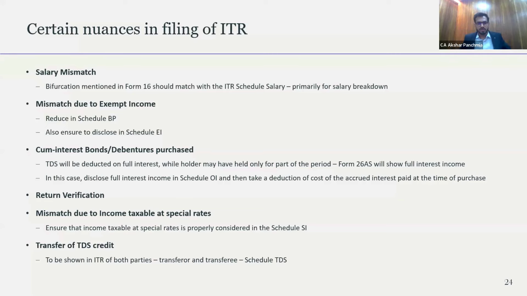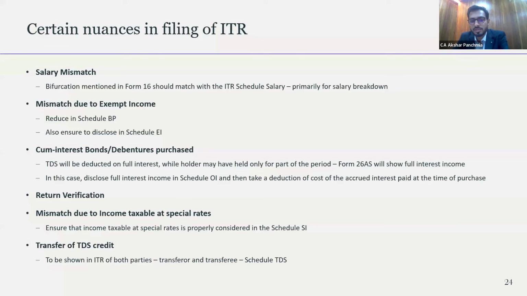Coming to bonds and debentures, where such bonds and debentures are purchased cum-interest. That is, if I have purchased a bond in the 8th month and the interest payout is annual, then I am paying the seller the price of the bond, which includes interest for 8 months. After 12 months, the bond issuer will issue interest and I will receive the interest for the whole 12 months.